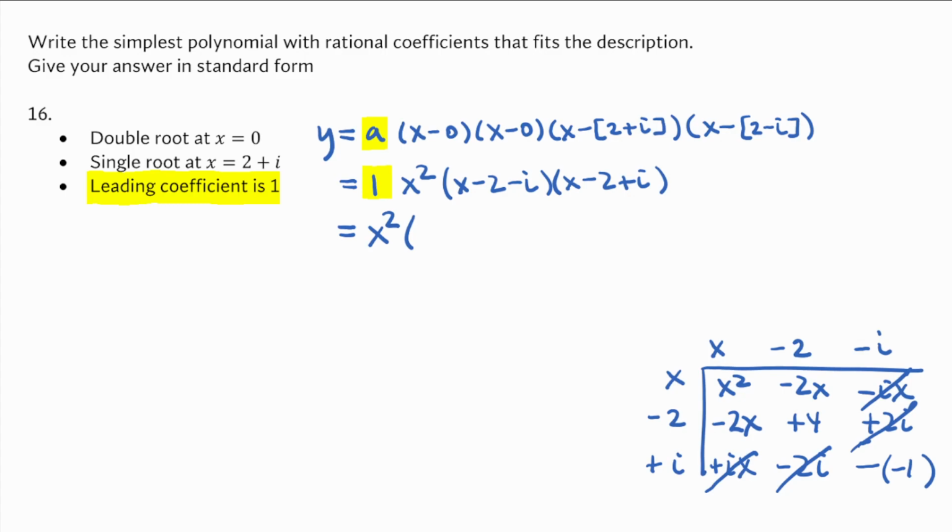times x squared minus 4x plus 5. And then I'm going to distribute, and I'll get x to the 4 minus 4x to the third plus 5x squared.